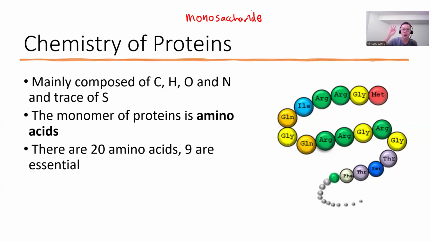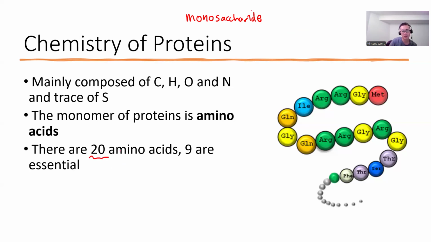Okay, so three monosaccharides, single sugars, that can combine to form more things, right? That's the monomer for carbohydrates. The monomer for proteins are called amino acids. Instead of just three types, there are 20 different amino acids.